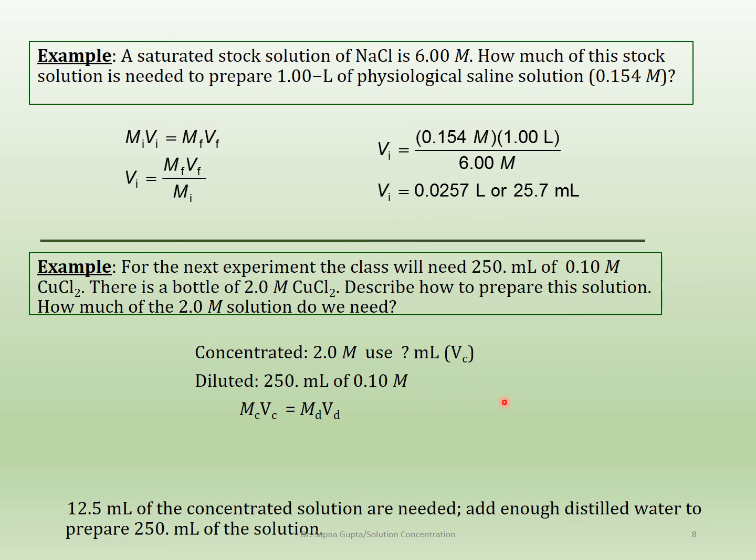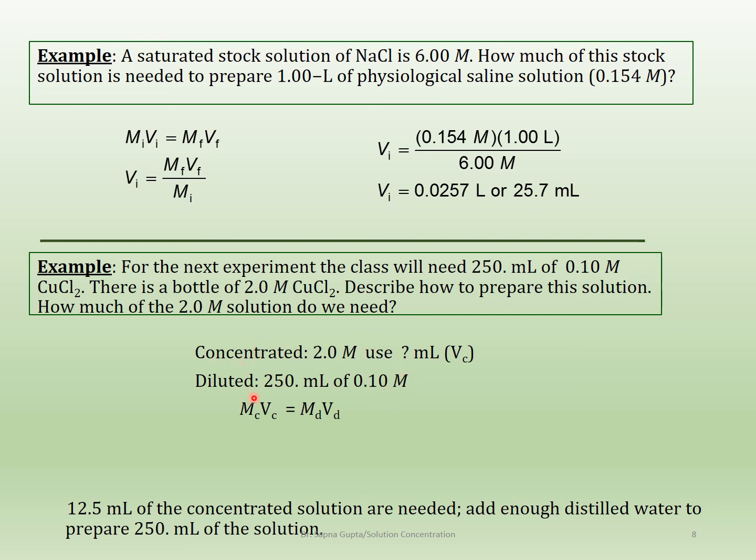Here's another problem similar to that. For an experiment, the class will need 250 milliliters of 0.1 molar copper 2 chloride, and there is a bottle of 2 molar copper chloride. So how would you make the 0.1 molar solution? Which means again you need to find out how much of the 2 molar solution you need. Again, it's a volume thing.